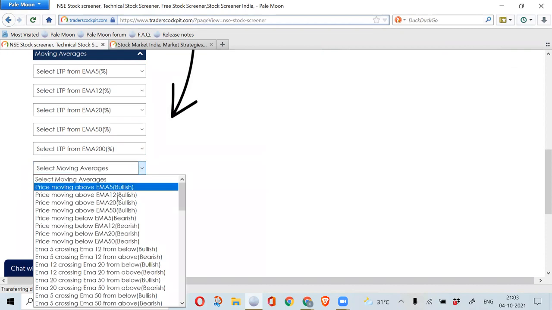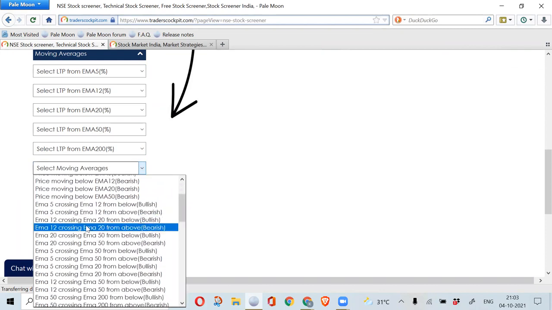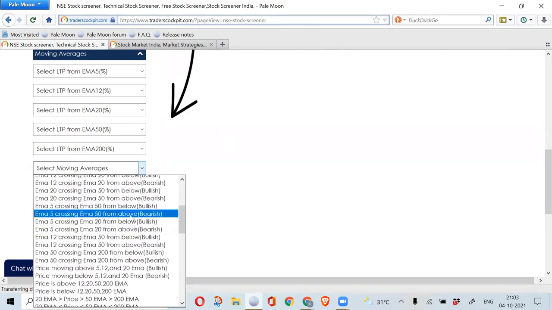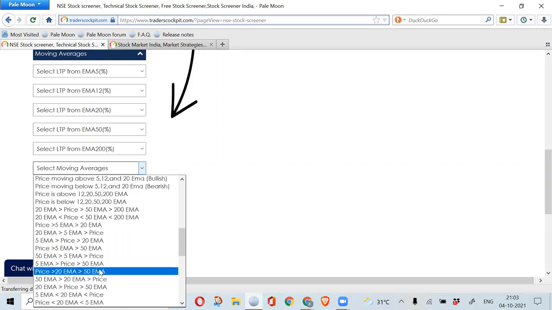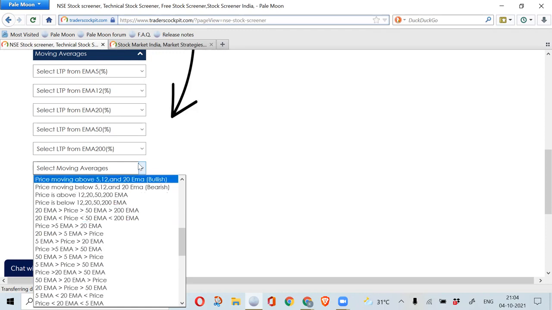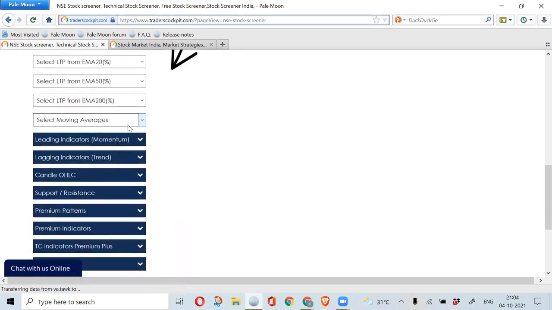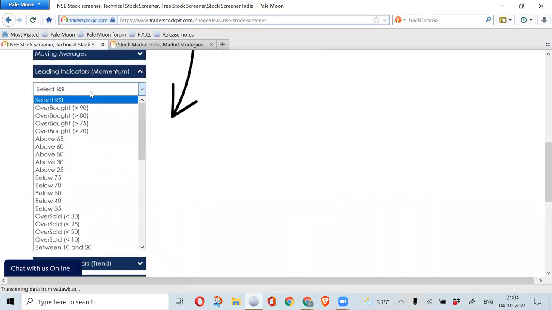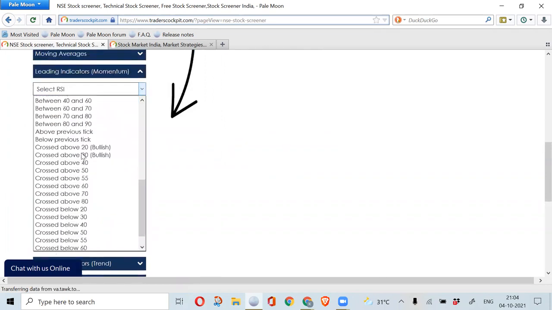And then the crossovers are also pre-coded here. Like price moving above 50, EMA 12 crossing EMA 20 from below, EMA 5 crossing EMA 50 from above, that is bearish. So all the conditions are pre-coded here so that you can just click on the condition and select the moving average crossovers. Similarly, for the leading indicators like RSI, the conditions are inbuilt here.